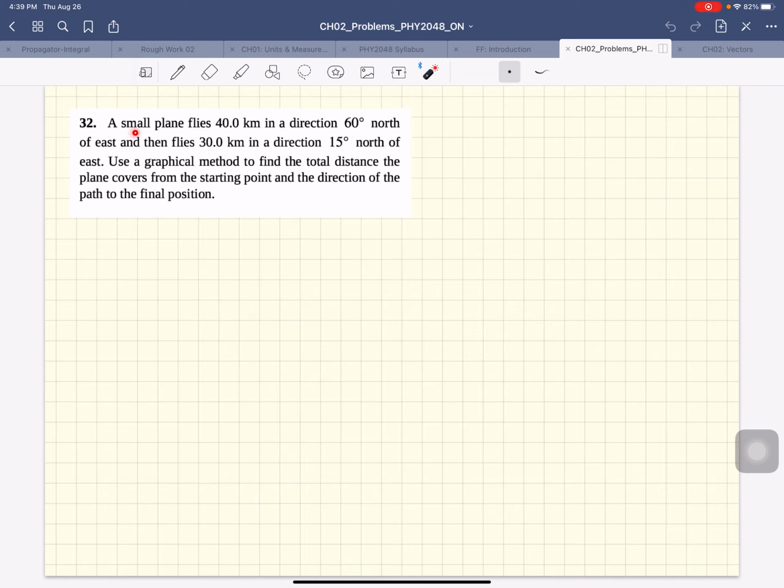All right, so this problem says a small plane flies 40 kilometers in a direction 60 degrees north of east, and then flies 30 kilometers in a direction 15 degrees north of east. This says use a graphical method to find the total distance. Of course, we're not going to do that, so we'll do the algebraic way of solving this, okay?